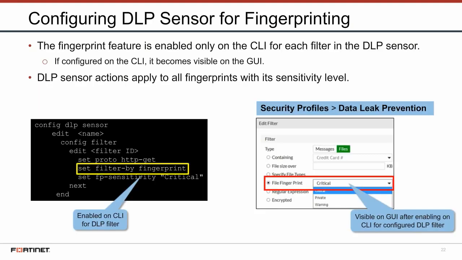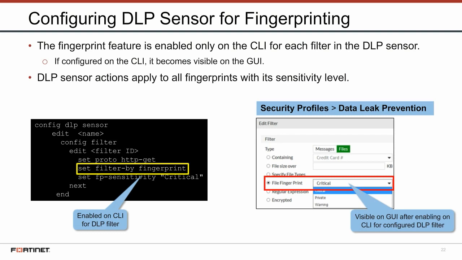After fingerprint sensitivity and the network share are configured, the next step is to configure the DLP sensor's filter. The fingerprinting feature is enabled and configured on the CLI as a filter in the DLP sensor, which allows you to choose the sensitivity level. After you have configured a filter in your DLP sensor on the CLI by setting Set Filter by Fingerprint, the File Fingerprint drop-down list appears on the GUI. In the File Fingerprint drop-down list, you can select one of the default sensitivity levels, critical, private, warning, or your own custom group of fingerprints according to their sensitivity level tag.